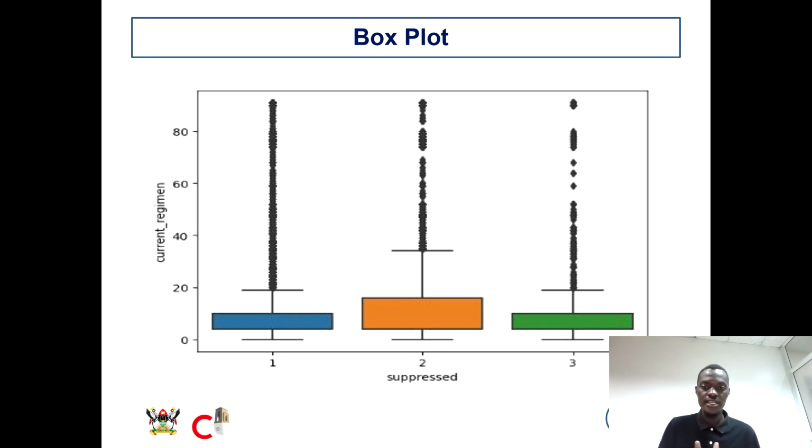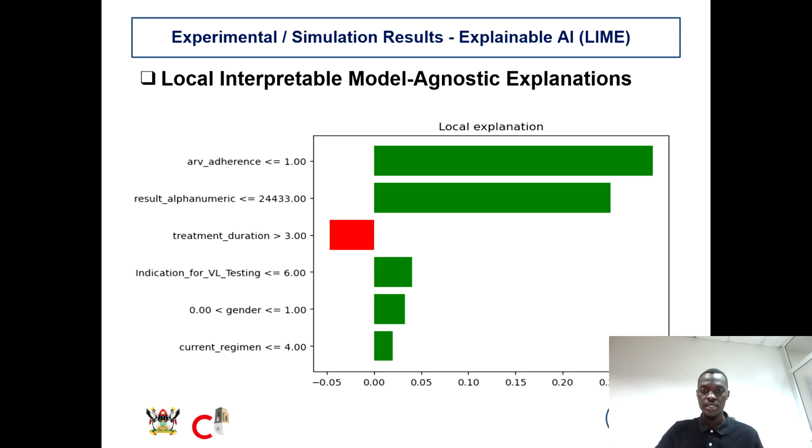You see they are trying, but there are some gaps, meaning there are some few that are not adhering as they should. Then number 3, it shows that these particular patients are bad. You can see outliers, like they are not adhering to treatment as they should.